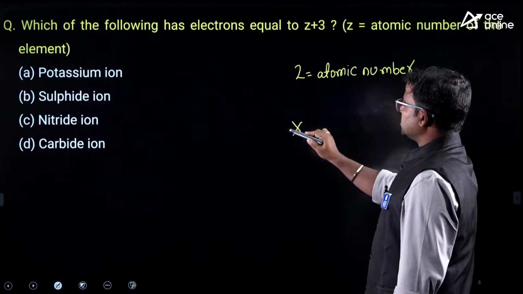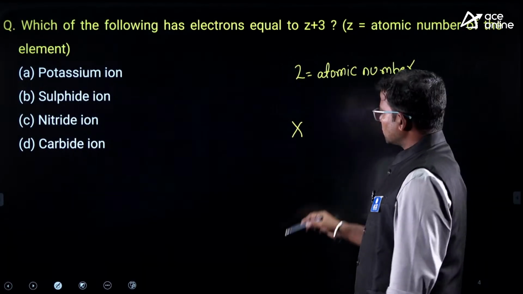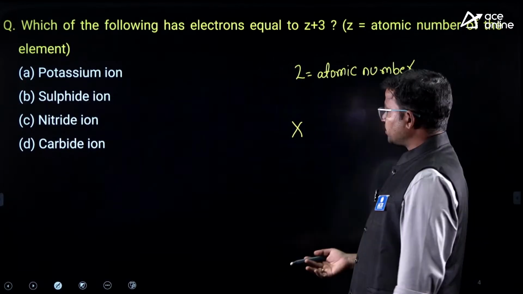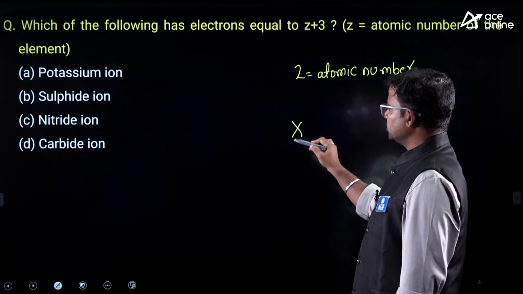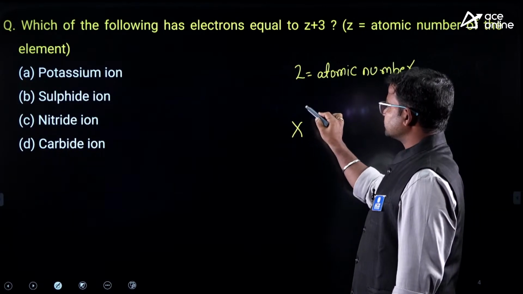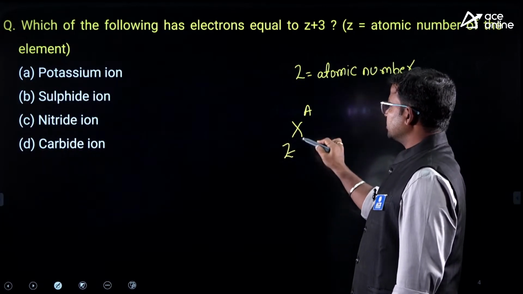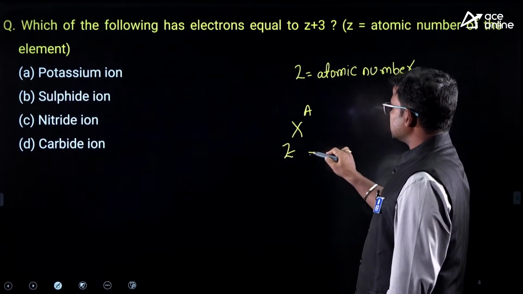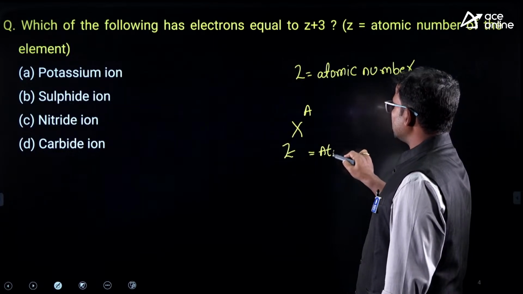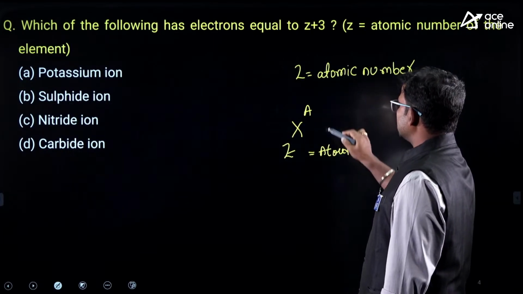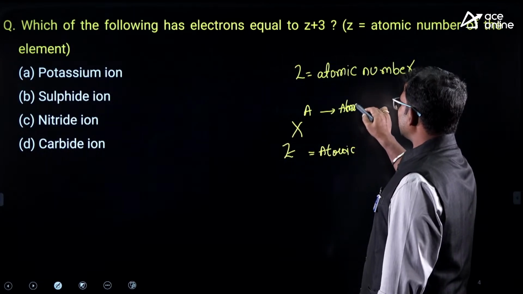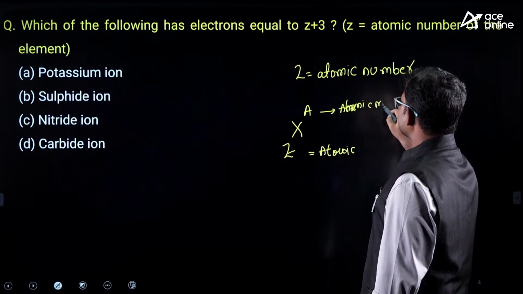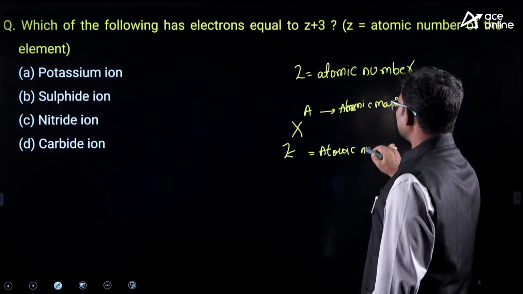Actually, this is the general representation of an atom. If you consider any atom, it can be represented like this. Here it is A, and here it is Z. Z means atomic number, and A is atomic mass.